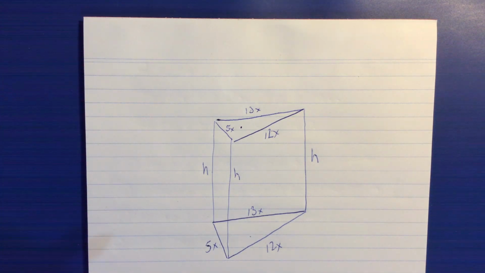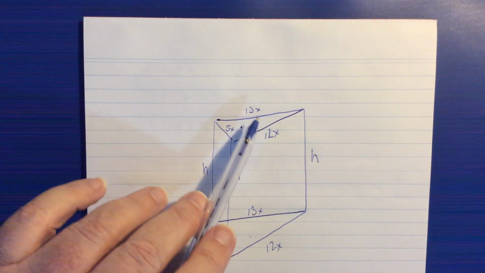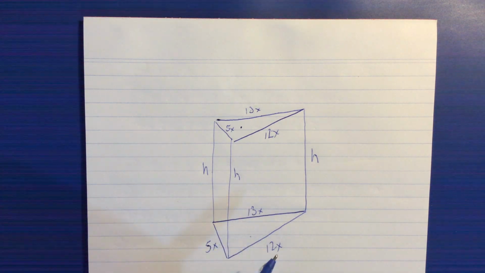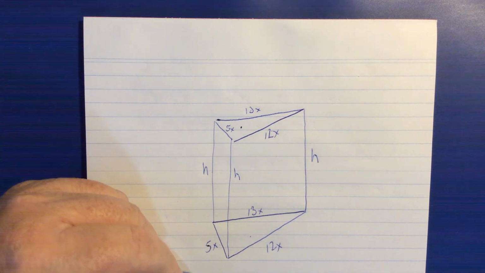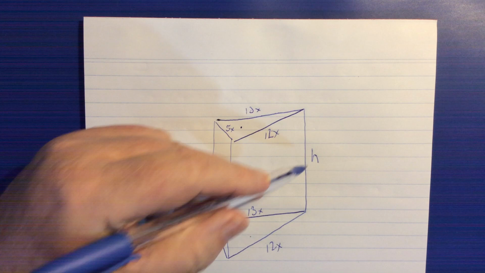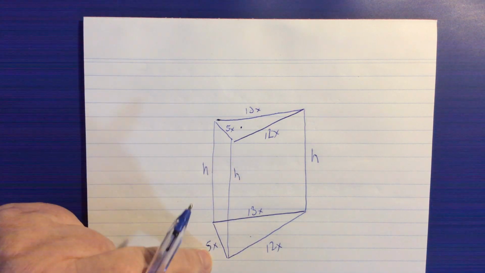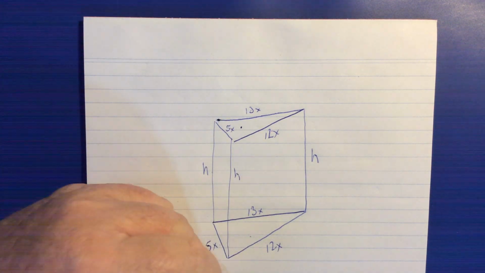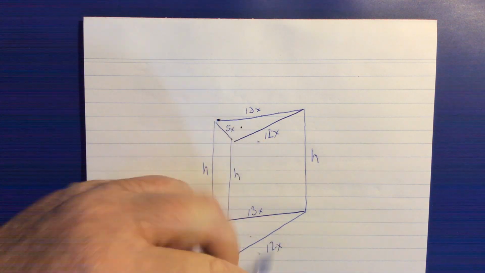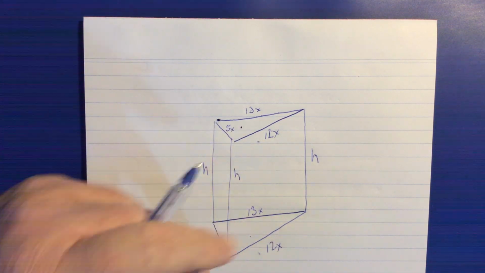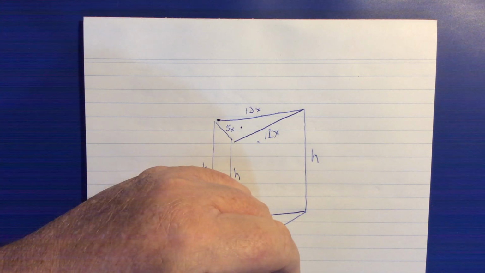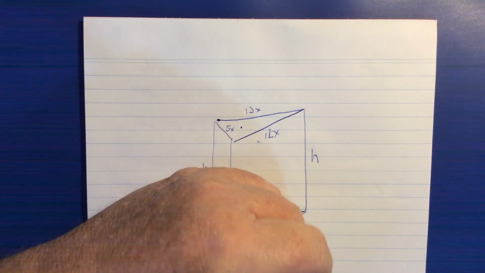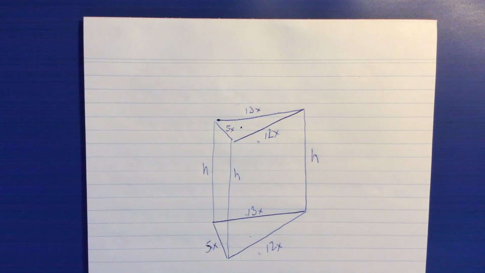And so, that plus that plus that plus that plus that plus that plus that plus that plus that add up to 180. So, let's get to work. So there's 3 lots of h, that's 3h, plus 5 and 5 is 10, 10x, 12 and 12 is 24, 13 and 13 is 26, and that all adds to 180.